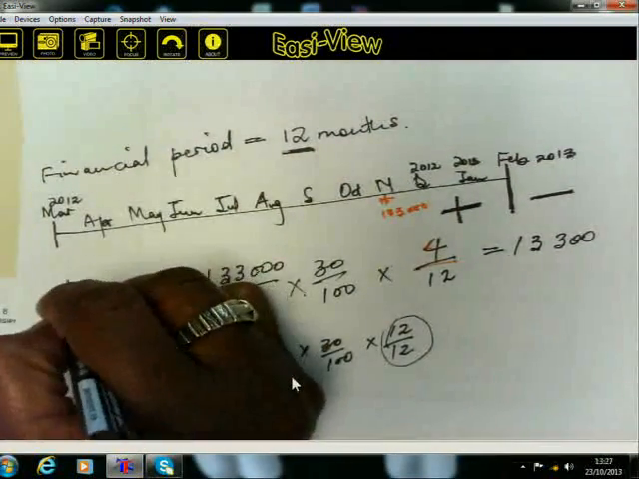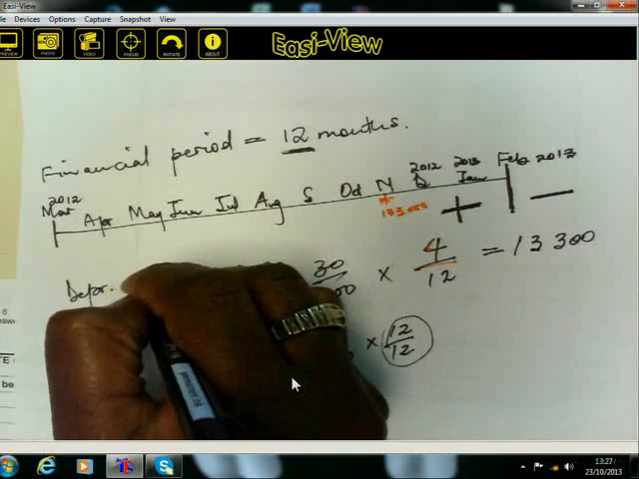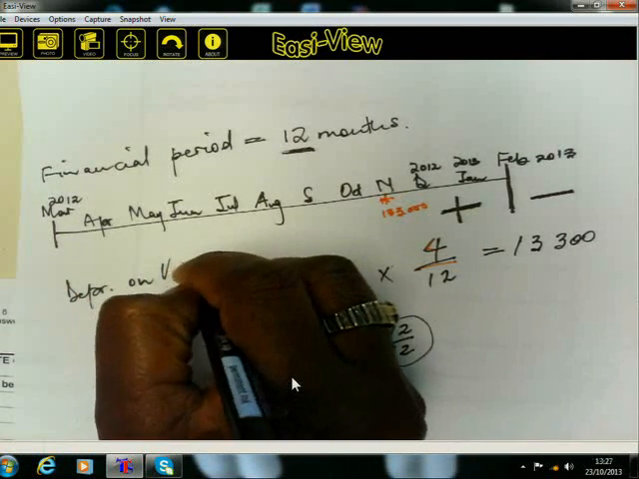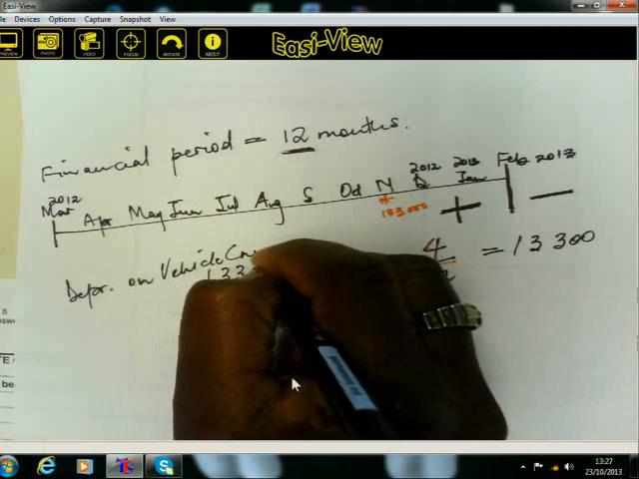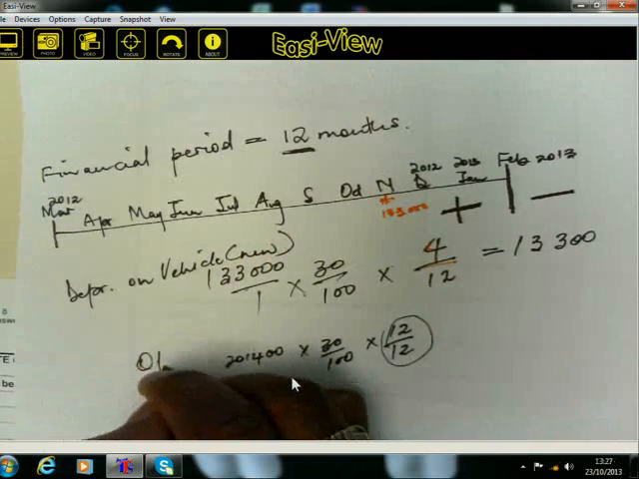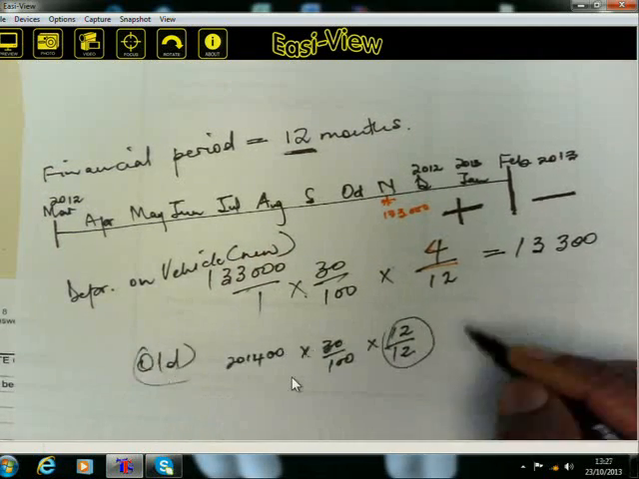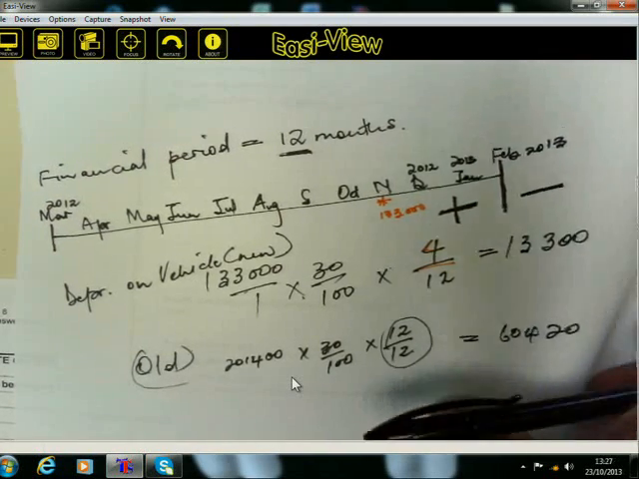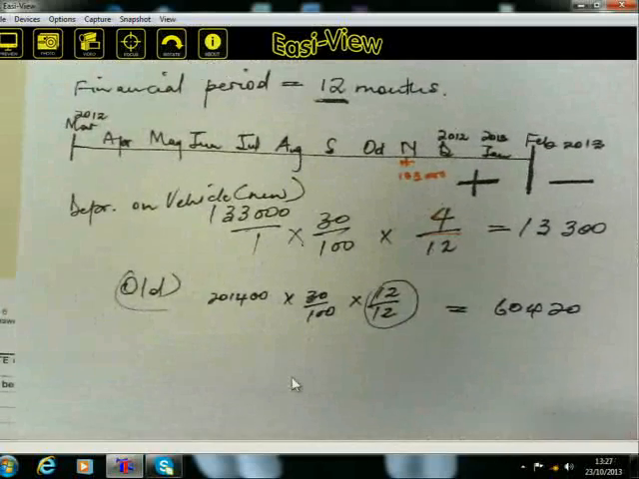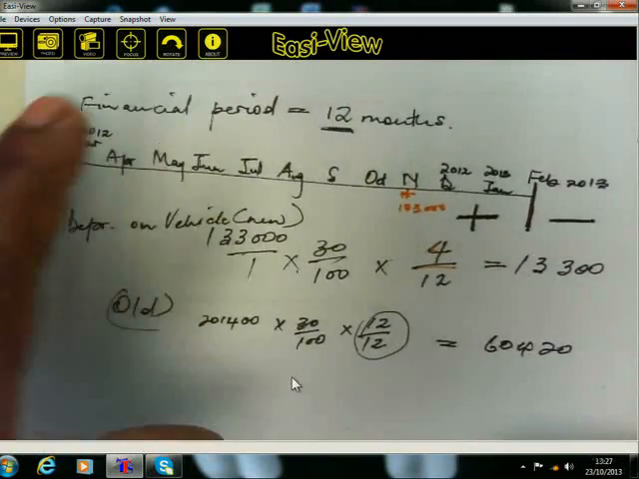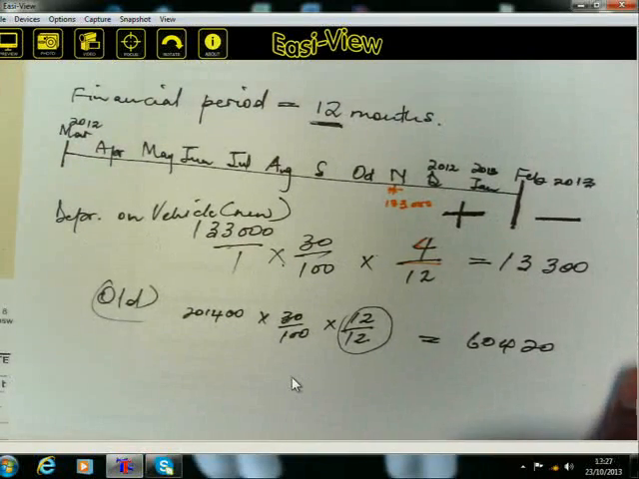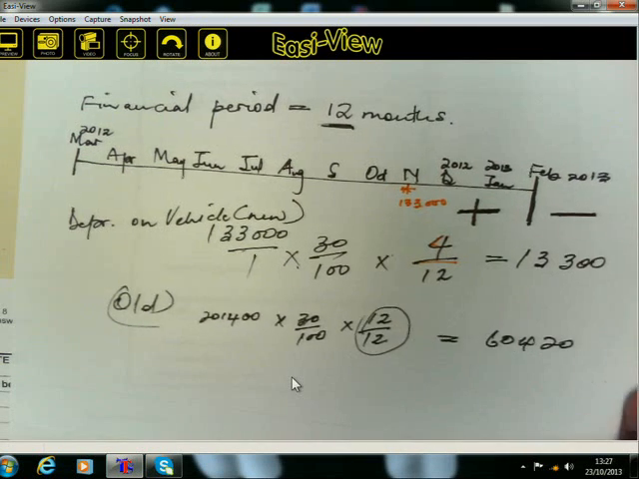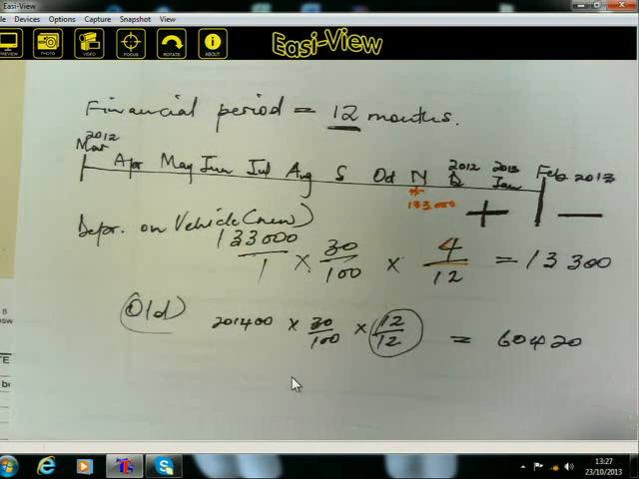This one is the depreciation on a vehicle. This is the new vehicle, and this is the old vehicle. This is how I will reveal it in my answer book. This is the script that is going to go along with my answer book. Remember, it is in the answer book, so I would have to show the calculations like that.